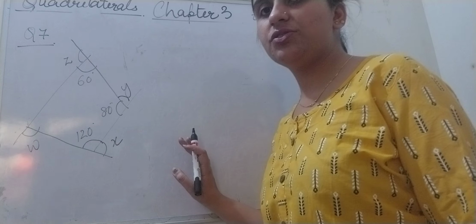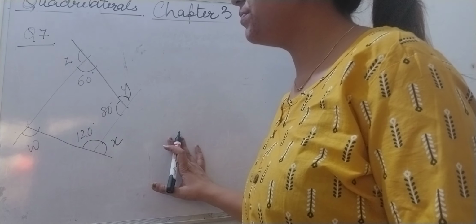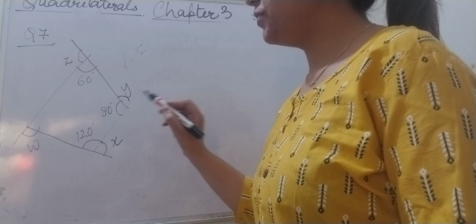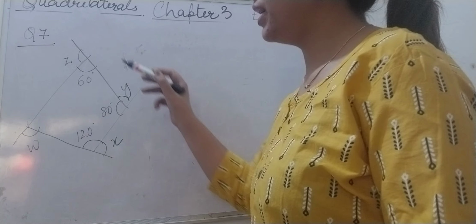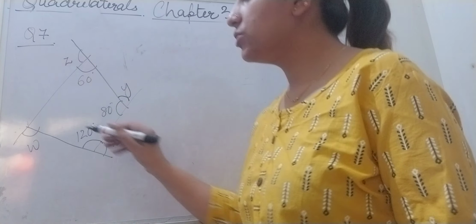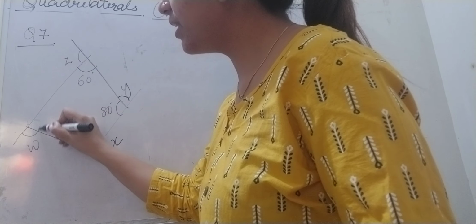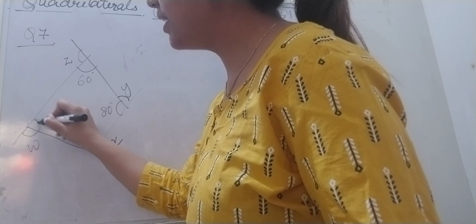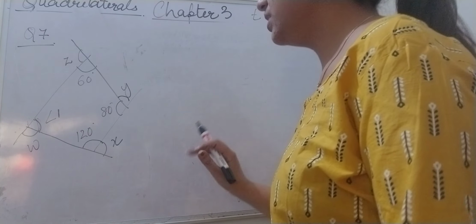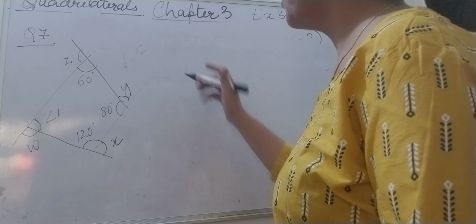Okay, let us see now this question. This is the second part of question number 7. We have a four-sided figure. First of all, we will find the values of x, y and z. We don't have any exterior property for a quadrilateral, so we will try to find this interior angle first. I can name this interior angle as angle number 1. Let us find the value of angle 1 first.